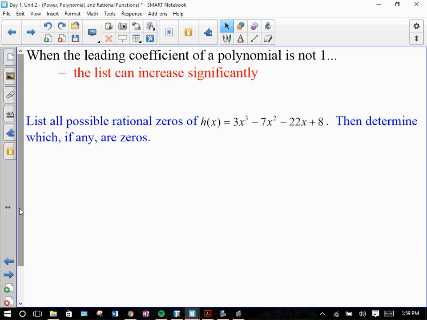Alright, so here's my question for you guys. What is the first thing that we're going to want to do? Determine the constant and leading coefficient. Good. So determine it for me. Good. Constant is 8, leading coefficient is 3.